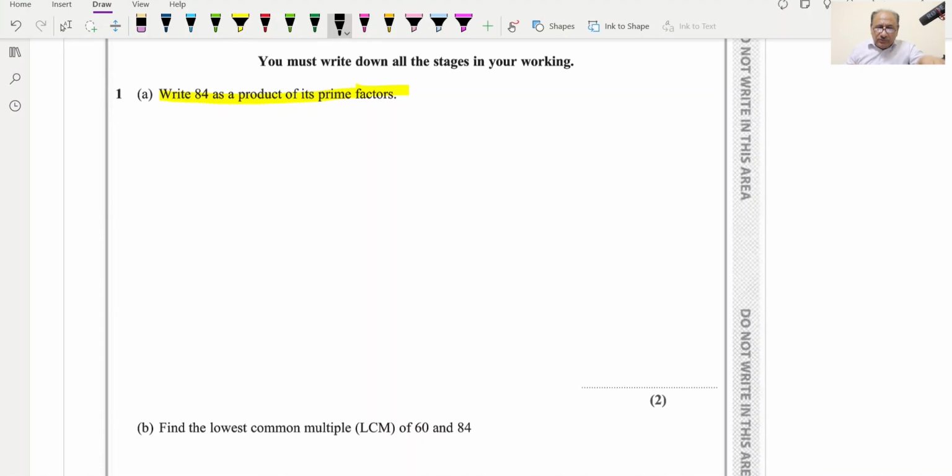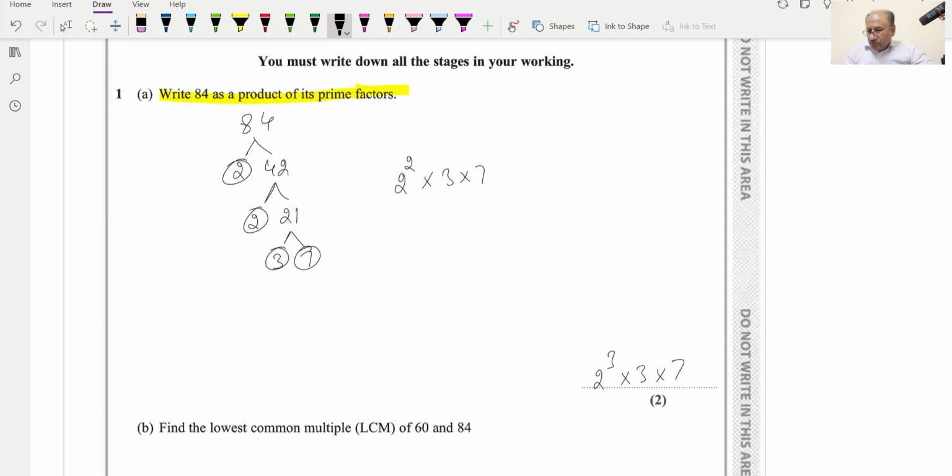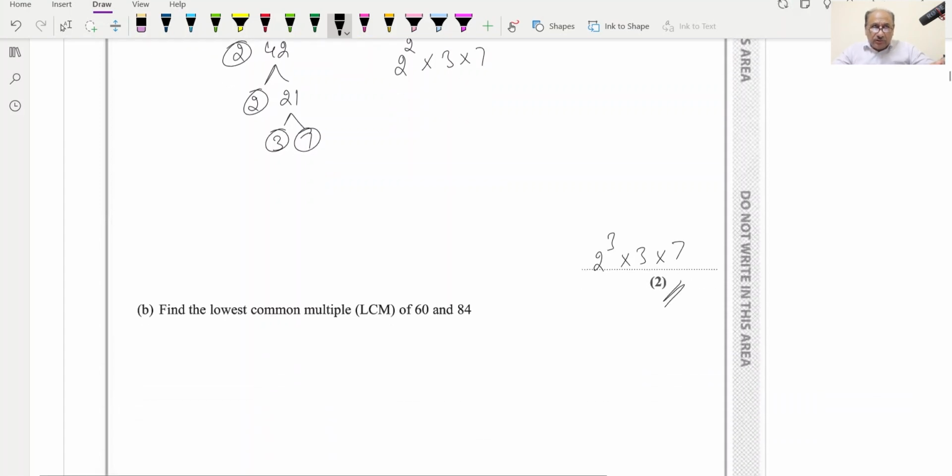So, prime factors. We have to write 84 as prime factors, so we can split 84 as 2 times 42, then 2 times 21, and then 3 sevens are 21, and we can write it as 2 raised to the power 2 into 3 and into 7, and these will be the prime factors. This was a 2-mark question which we are done with.